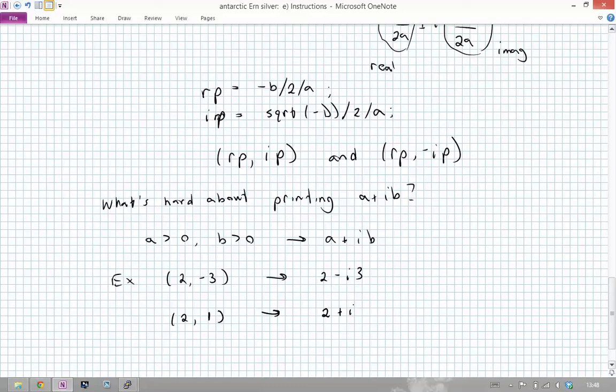If it's a 1, I don't want to see it. Right? In a math book, you don't see 2 plus 1i, you just see 2 plus i. So you've got to suppress that. This is a good above and beyond if somebody's interested in it.